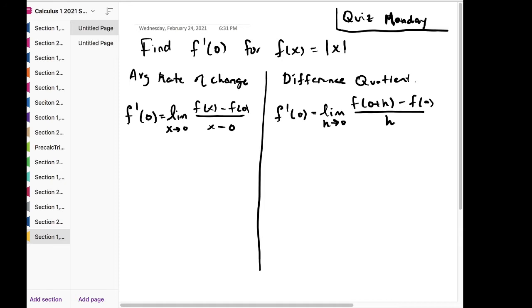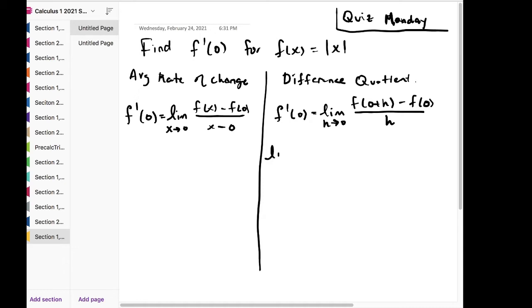Okay, so which method do you want to do first? Which do you like better? We'll do both, but why don't we do the second one first? Okay, so let's find this limit.